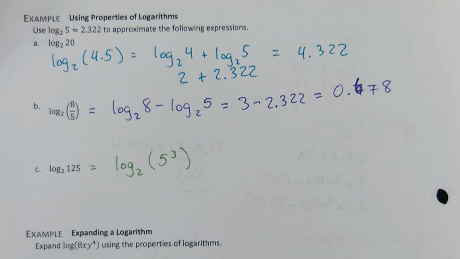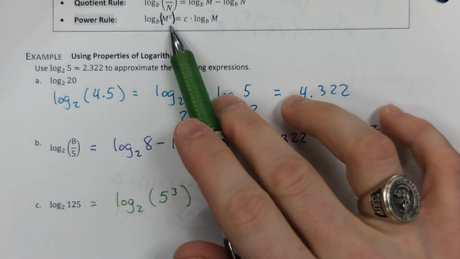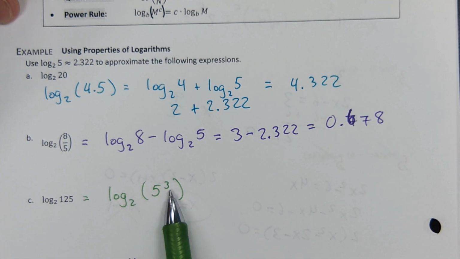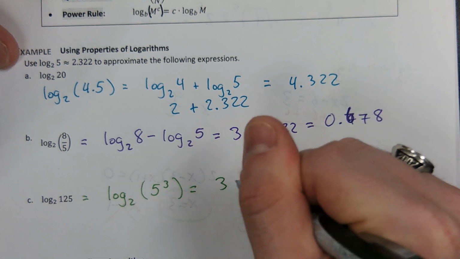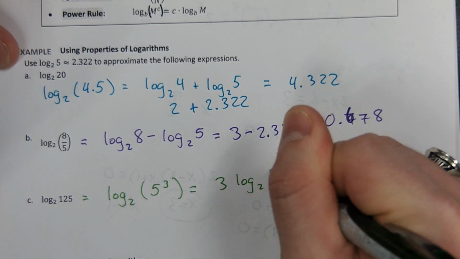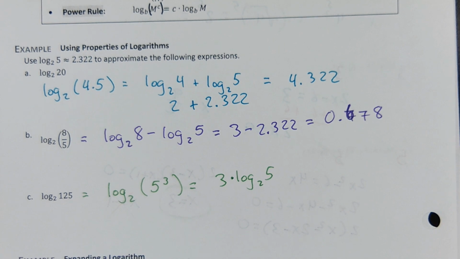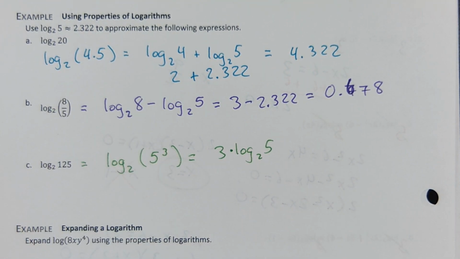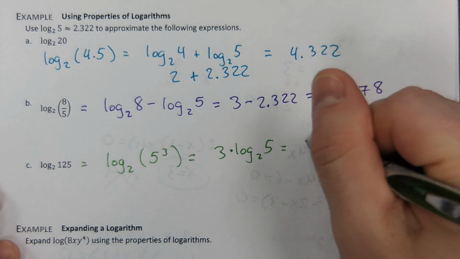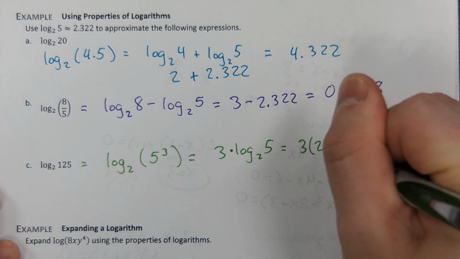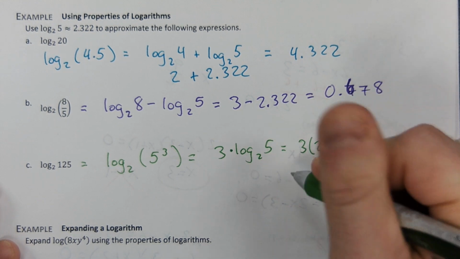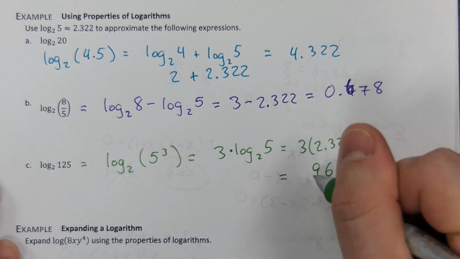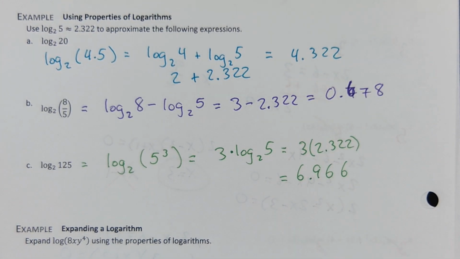And we just learned from this box up here, the logarithmic form of power to a power. And it basically says, hey, you got a power in your argument? Move that bad boy to the front as a multiplication. And we were given the approximation of log base 2 of 5. It's 2.322. So we're going to say that this is 3 times 2.322. See, 3 times 2 is 6, 3 times 2 is 6, 3 times 3 is 9, 3 times 2 is 6.